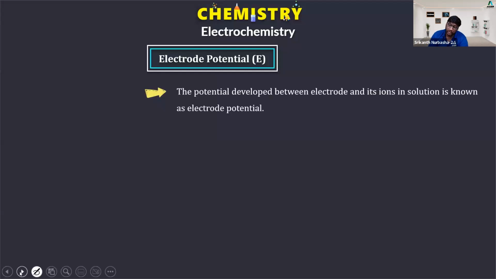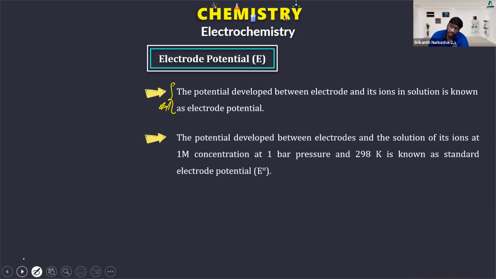The potential developed between electrode and its ions in solution is known as electrode potential. The potential developed between electrode and the solution of its ions at 1 molar concentration, at 1 bar pressure and 298 Kelvin, that is under standard conditions, is said to be standard electrode potential. You may ask a question, sir, why is the potential developed? That's the basic statement, okay.